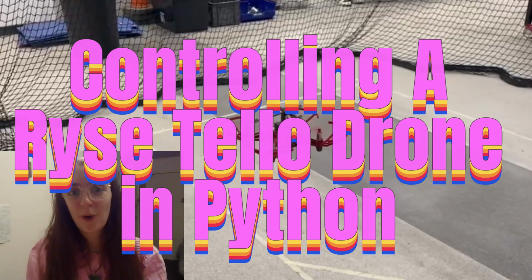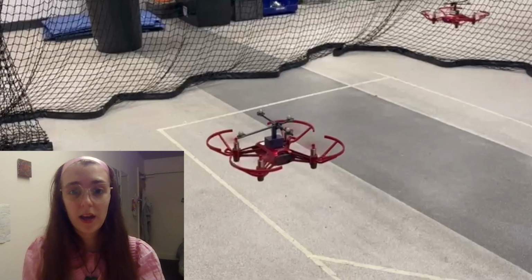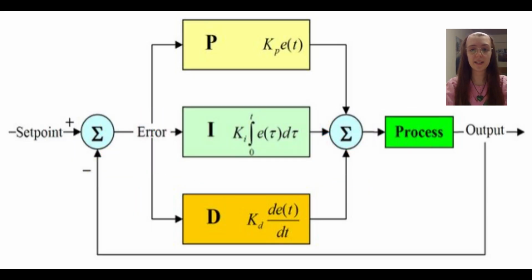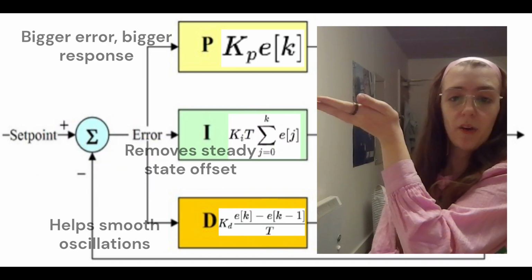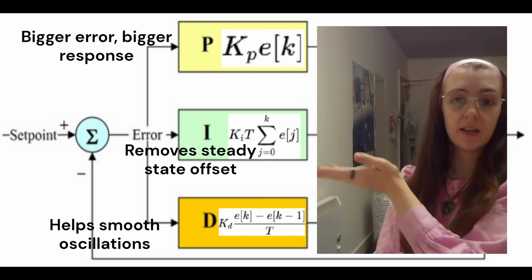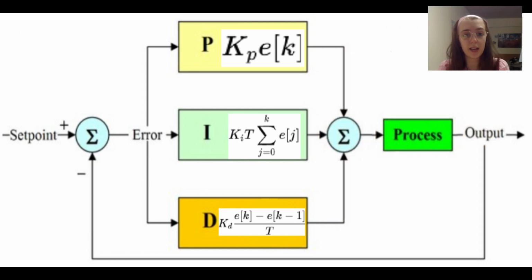Hello, and in this video I will be explaining the development and tuning for a Cascade PID controller for a Ryze Tello drone. A PID controller calculates a desired control output from an error input. The proportional part reacts to the size of the error, the integral part looks at the past errors, and the derivative part predicts the future error. In order to apply PID to our scenario, the equations must be discretized.